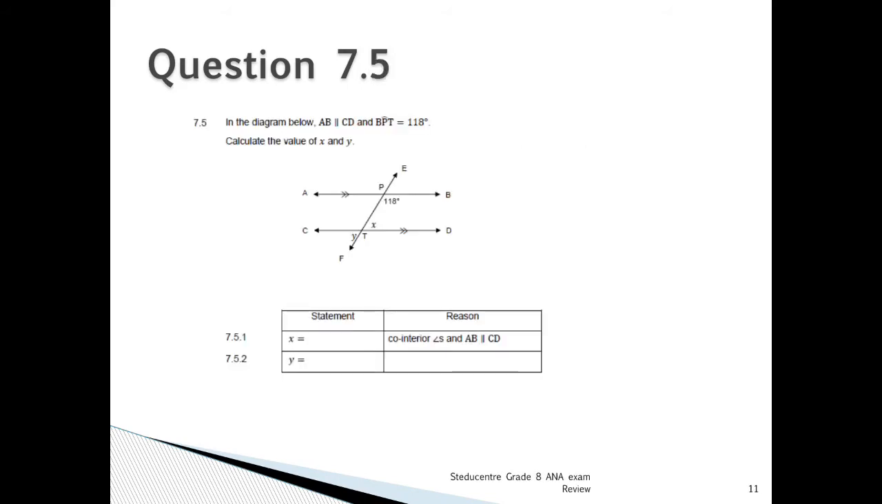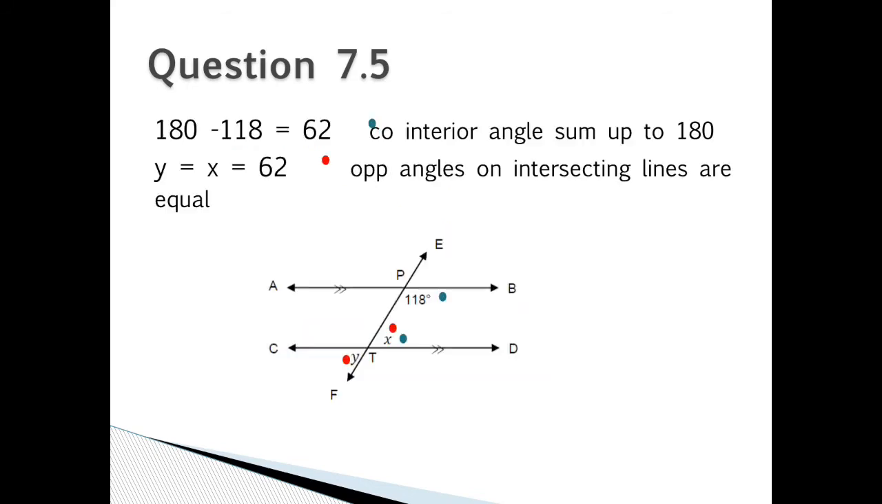Question 7.5. In the diagram below, AB is parallel to CD and BPT is equal to 180 degrees. Calculate the value of X and Y. 7.5.1, X is equal to what? 7.5.2, Y is equal to what? 180 minus 118 is equal to 62 degrees. Therefore, the co-interior angles sum up to 180. Y is equal to X, which is equal to 62. Opposite angles on intersecting lines are equal.